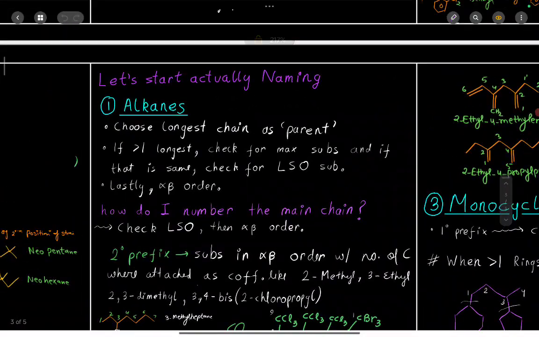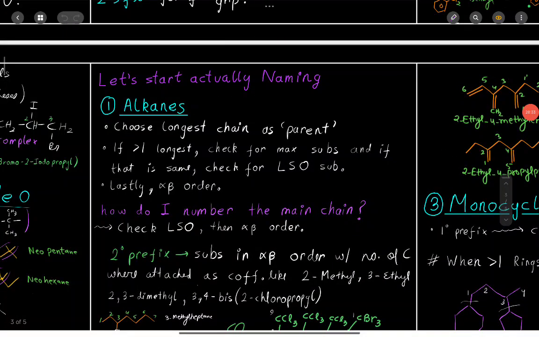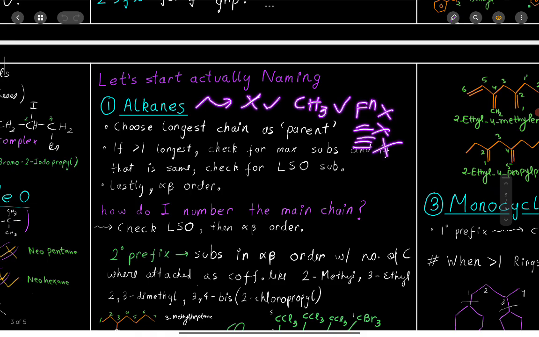Now let's start actually naming the compounds. For alkanes, like simple alkanes with no disturbance in between, we are considering only carbon-carbon compounds with hydrogen, and also basic substituents like halogens are allowed. Other alkyl substituents are allowed, but no functional groups or multiple bonds are allowed. Okay, we are going to name them separately later.